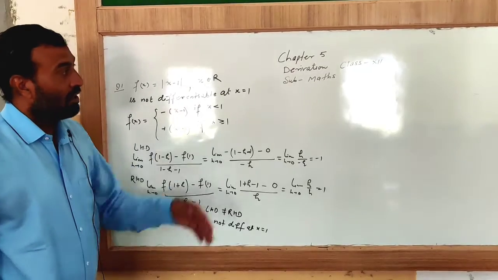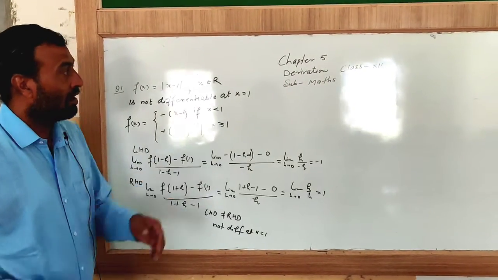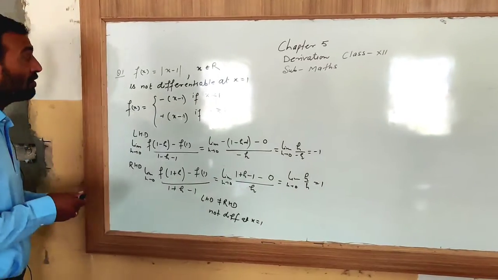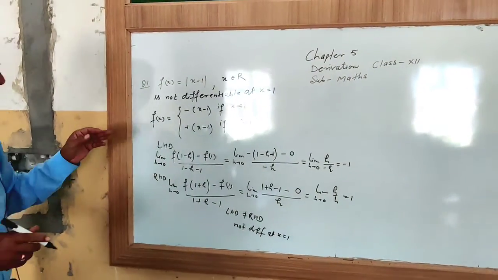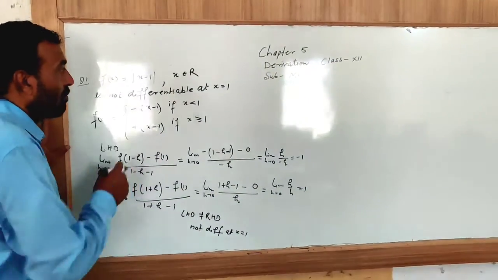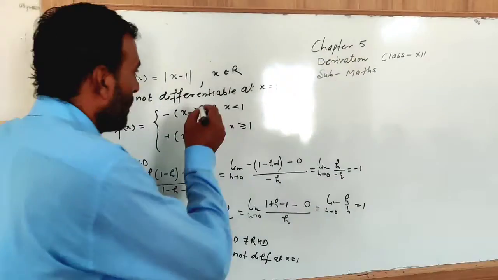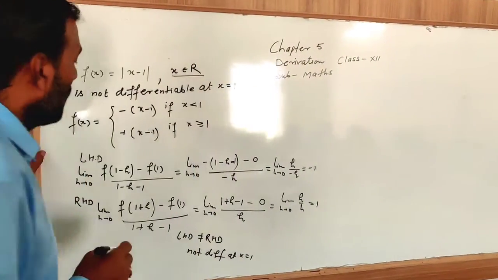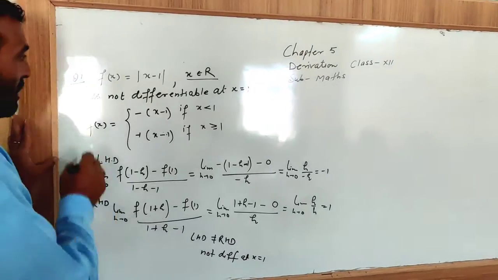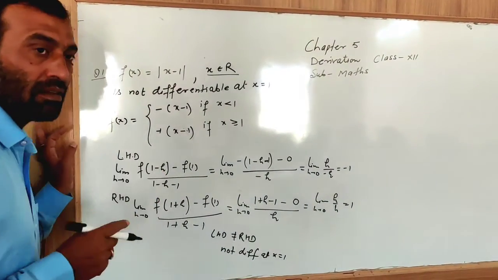Chapter number 5, derivation, and this is the class 12 subject mathematics. I am telling you about the derivation. So here is a question: f(x) is equal to modulus x minus 1, where x belongs to R. Prove that this is differentiable at x is equal to 1.